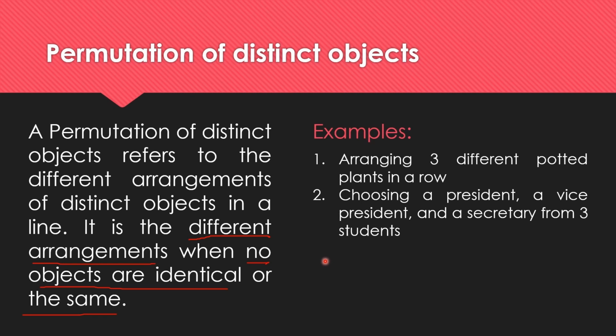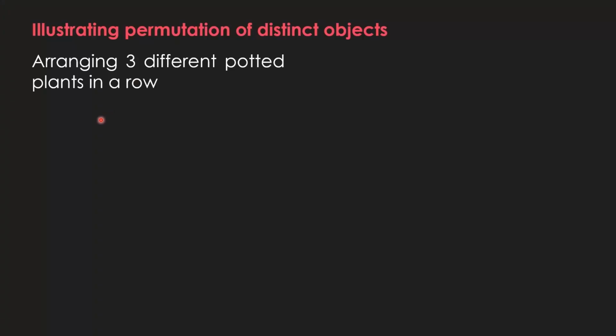To go further with our lesson, let's now go to the solution of the first example. We have our first example, arranging three different potted plants in a row. Basically, what we want to know is how many possible ways we can arrange these three different potted plants in a row. There are two ways that I would like to show for the solution of this.